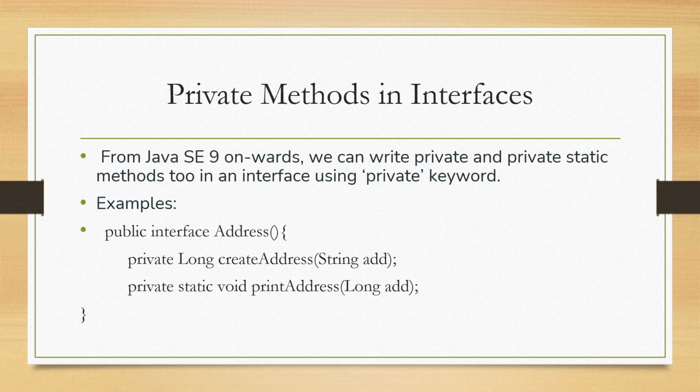The example is public interface Address. Here I am creating the Address interface having two private methods, one is createAddress and one is printAddress. See here I am giving the private keyword. So this is a private method. Using this we can create private methods in interfaces. Okay, I think this is clear, and next we will go to the next feature.